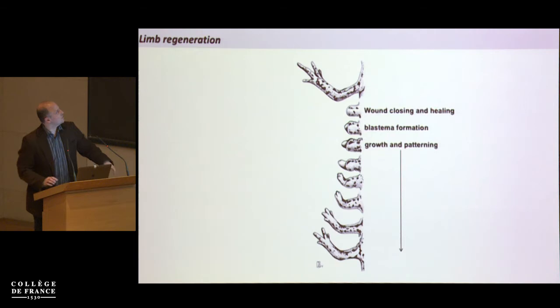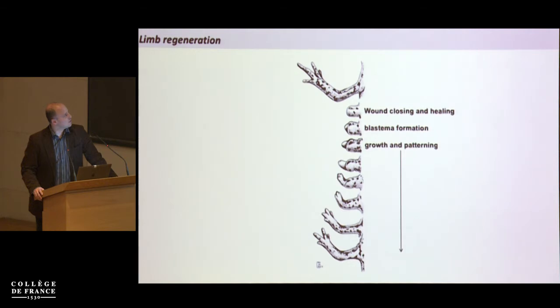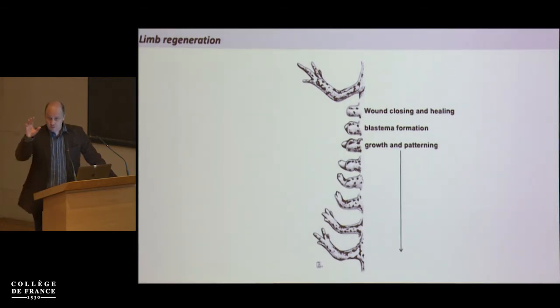Okay, so limb regeneration. It starts by closure of the wound. Underneath the wound epidermis, a mesenchymal growth zone, the blastema, is formed, and that blastema is the structure that gives rise to the new limb. It's actually transplantable. If you take that blastema and transplant it to an ectopic site, which is permissive, it will give rise to a limb. So understanding blastema formation is very important to understand limb regeneration.